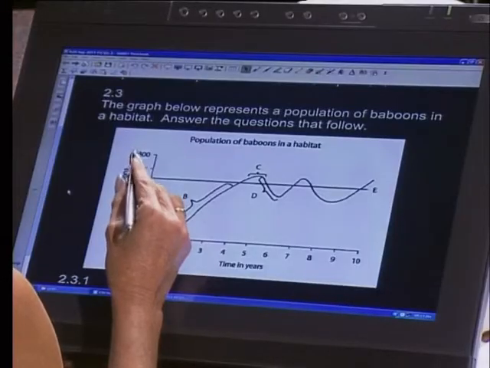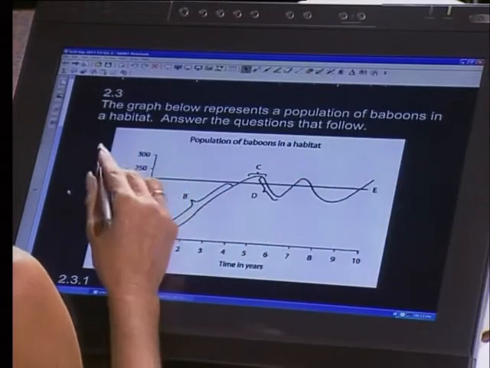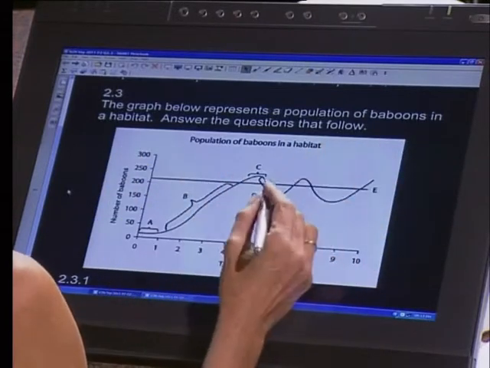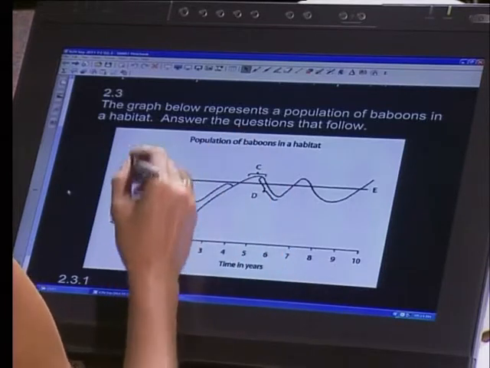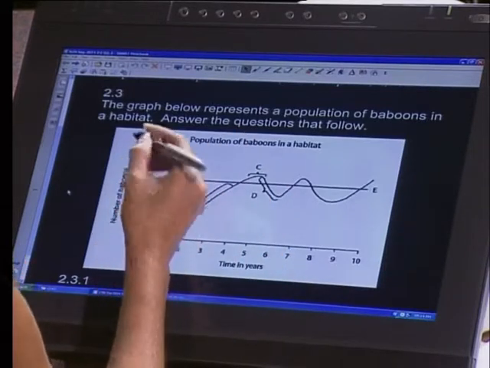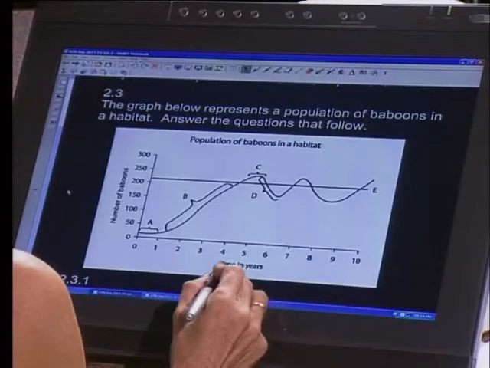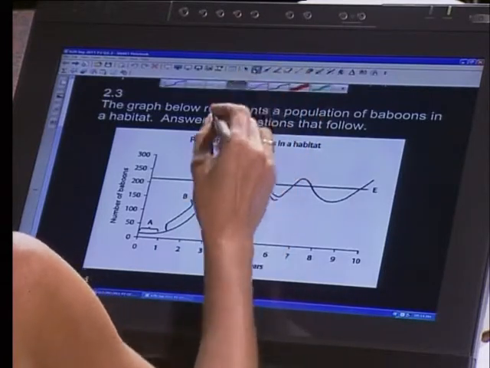I know. Jeez. Okay, what we're going to do is I'm going to go through population dynamics quickly with you. What we've got here is a question which shows the population of baboons in a habitat. Answer the questions that follow. So here you've got your little baboons. There's the population. The number of baboons is always on the y-axis, and time in years is on the x-axis.